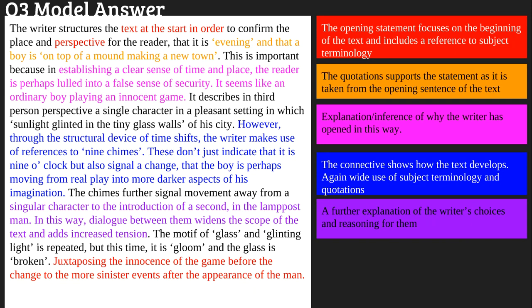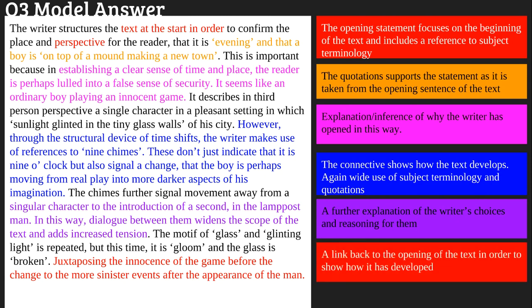Again, why has the writer done that? Because we get the dialogue which builds that tension, and it widens the play out now. So it's no longer just this young boy playing, he's now got this wider world that he lives in. The motif of glass and glinting light is repeated, but this time it is gloom and the glass is broken. So there are links, not necessarily repetition, but that juxtaposition between the opening and the closing of the extract. So juxtaposing the innocence of the game before the change to the more sinister events after the appearance of the man. So again, we link back from the end of the text to the beginning of the extract.